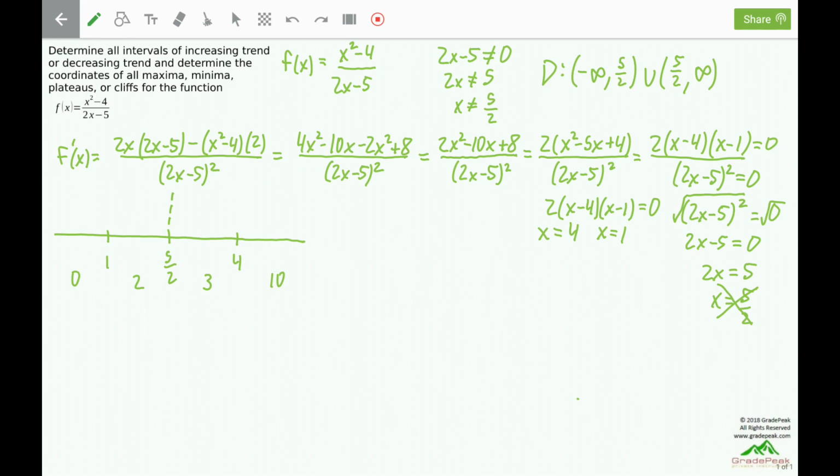We can test the trend by plugging the test value from each interval into the first derivative. We don't care about the value of the first derivative, just whether it is positive or negative. So the best version to plug it into is the fully factored version. A couple of things about this. It's right here. The 2 up here is positive, and then the 2x minus 5 is quantity squared. And that will always be a positive number because of that square. And therefore, only the x minus 4 and the x minus 1 will matter. Those can be positive or negative, so we will have to keep both of those.